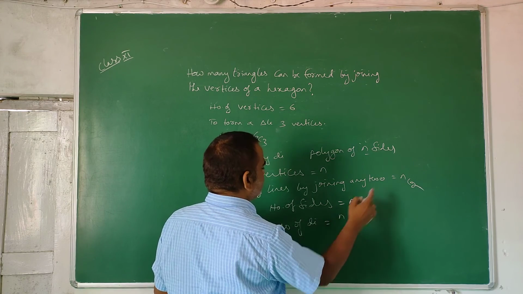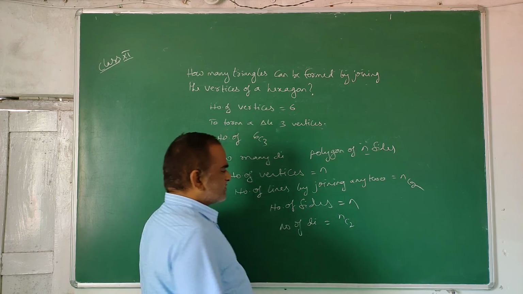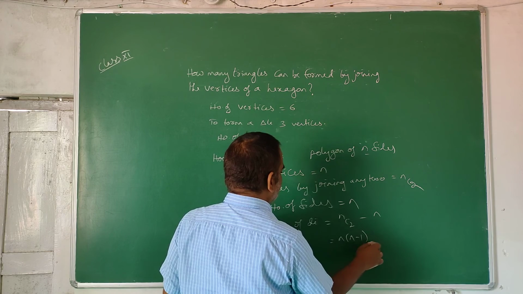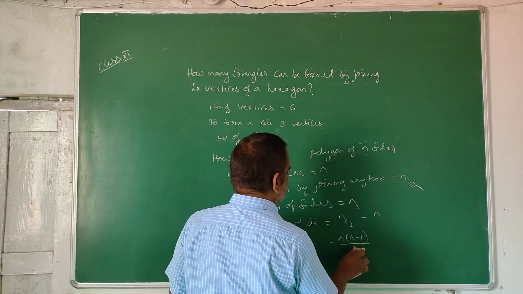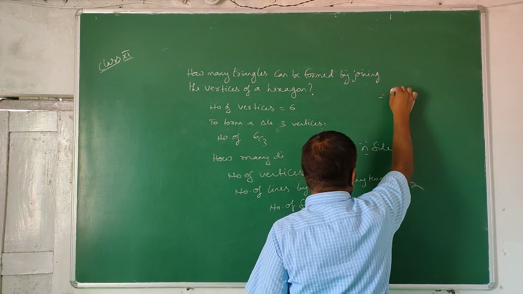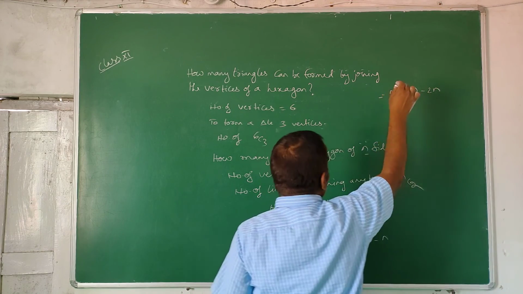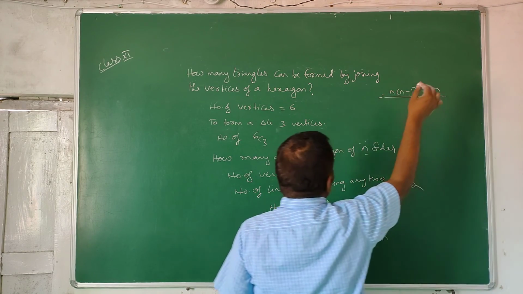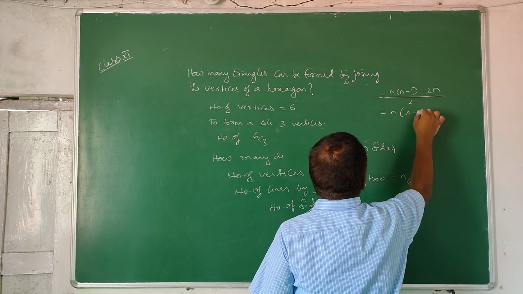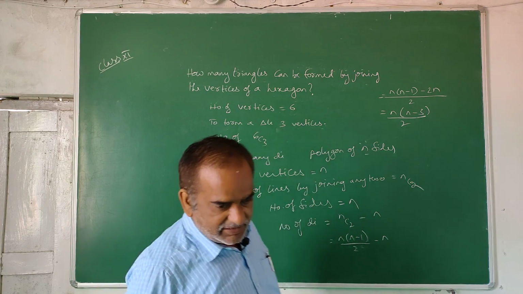Are you following? So nC2 minus n. nC2 means n into n minus 1 by 2 factorial, 2 factorial means 2, minus n. So this is equal to, taking LCM, n into n minus 1 minus 2n all divided by 2. If you take n common, n minus 1 minus 2, n minus 3, by 2. So the number of diagonals is n into n minus 3 by 2. Understood?